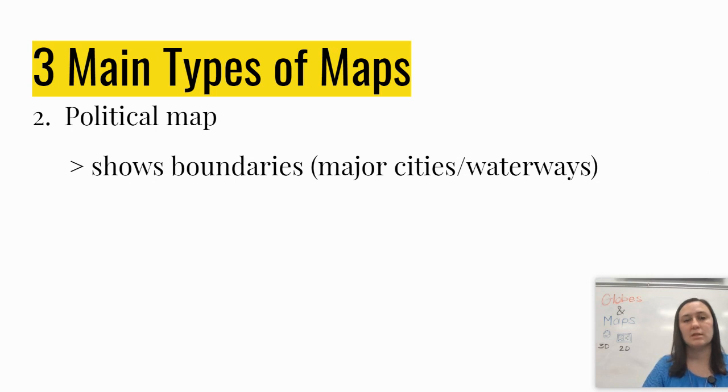It's just the boundaries. If you want to see the shape of a state, you'd look at a political map and you definitely see that. If you're just interested in learning the capitals of all the states, just look at a political map. It should show you that.